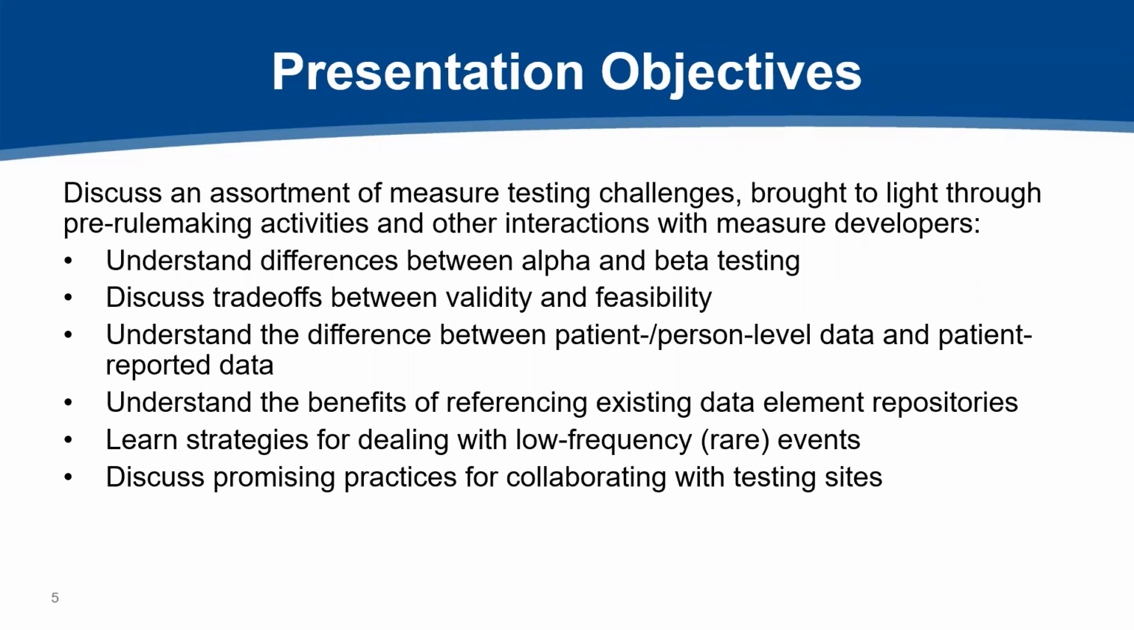So we have a selection of topics we'll cover today, and that includes understanding the differences between alpha and beta testing. We're going to talk about trade-offs between validity and feasibility. We'll talk about some newer terminology, which is patient/person or encounter level data, and how that differs from patient-reported data. We're going to talk about some repositories of existing data elements and the benefits of referencing those repositories. And we'll talk about some strategies for dealing with low frequency or rare events. And we're going to round out our discussion by talking about some promising practices for collaborating with testing sites. So that is a lot to cover in one session. So let's get started.